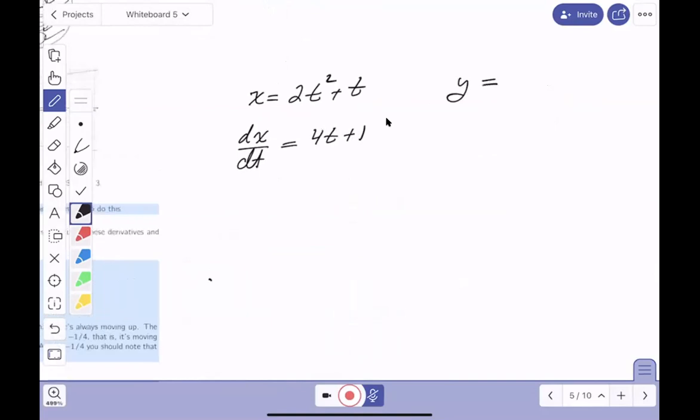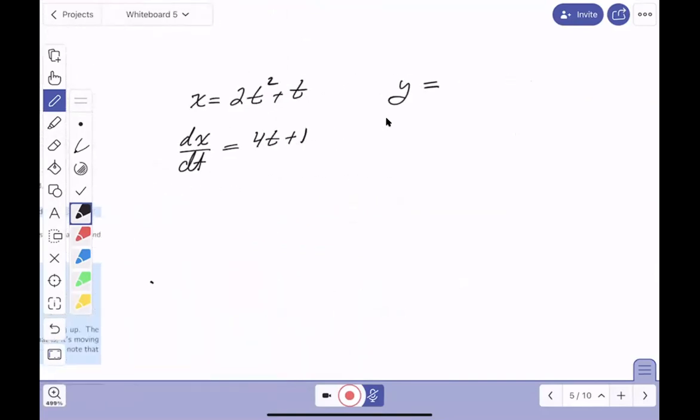Well, y, I can't remember, by the way, is 2t. What's dy/dt? It's 2. By the way, what does this really tell me? It's easy to understand. This is always greater than 0. So what does it say? dy/dt is positive. It's always moving up.